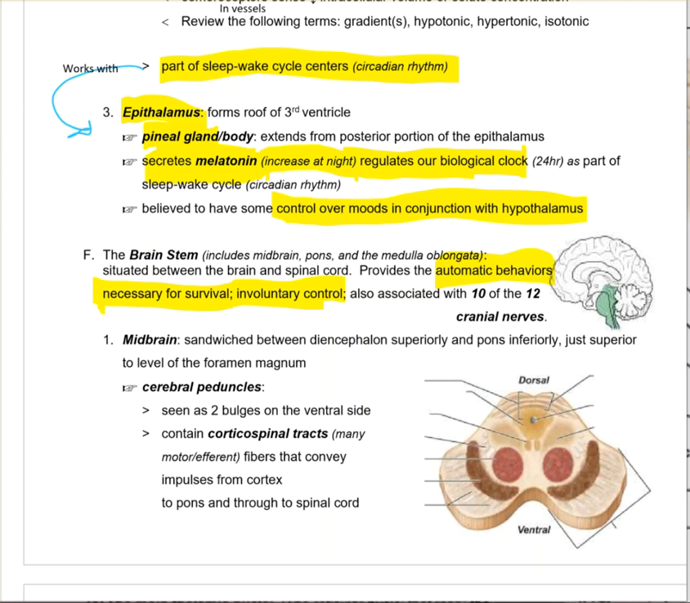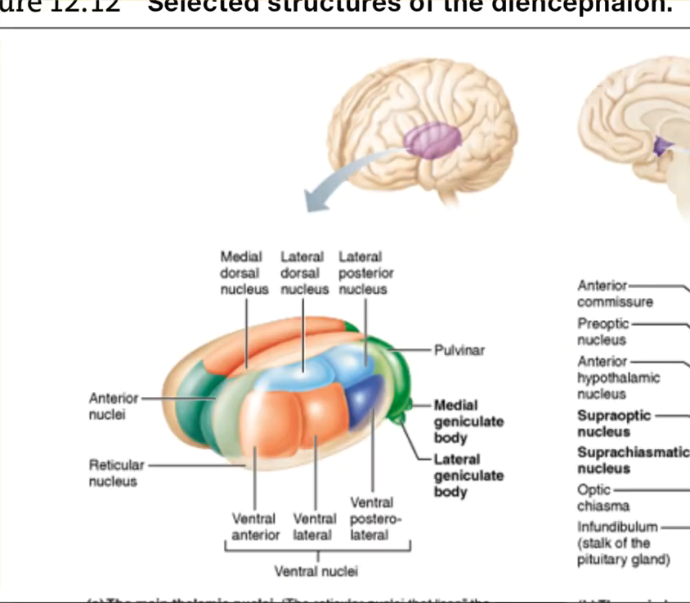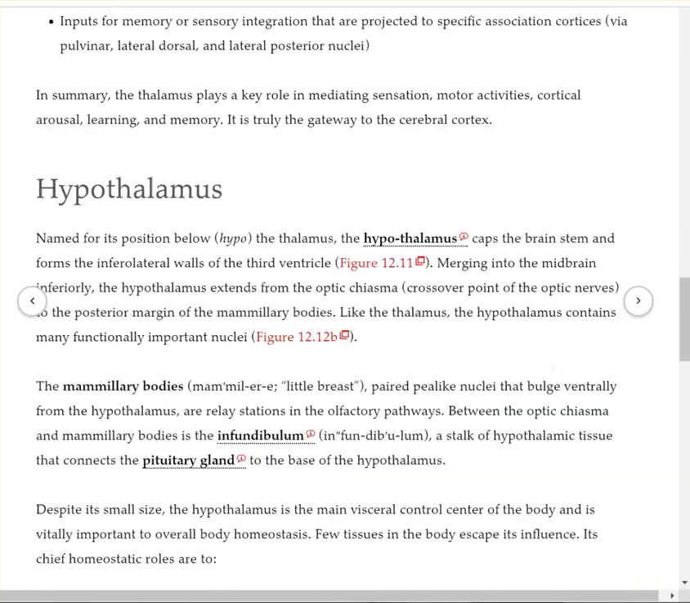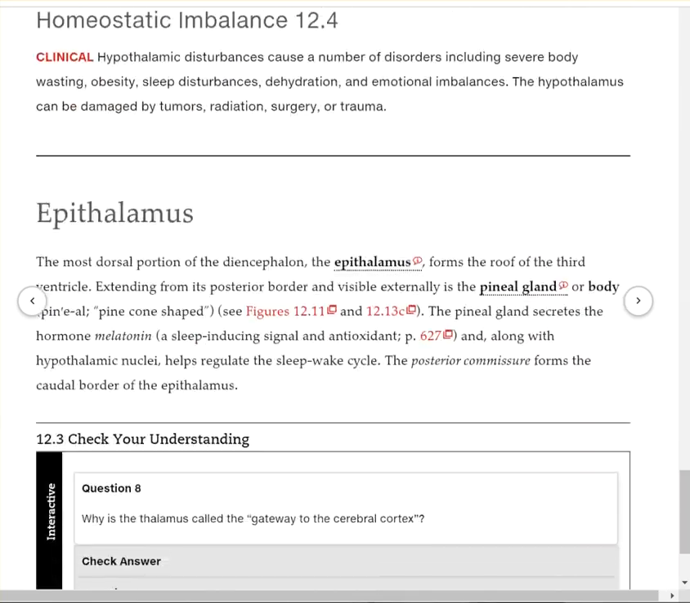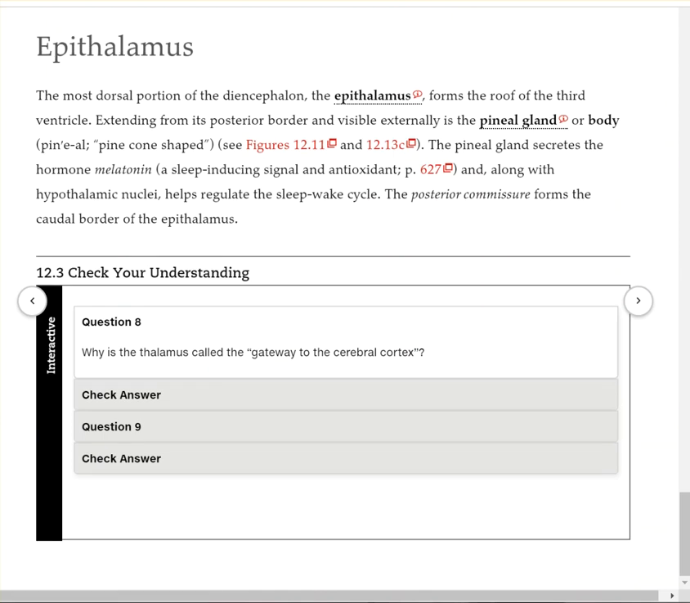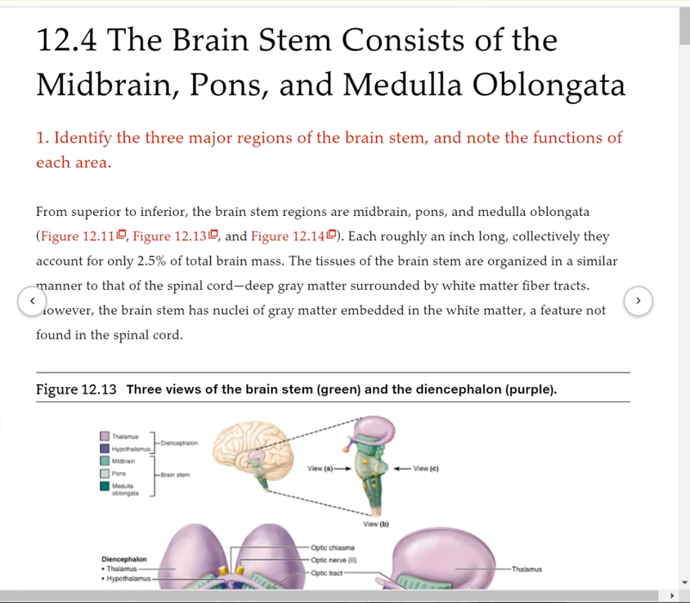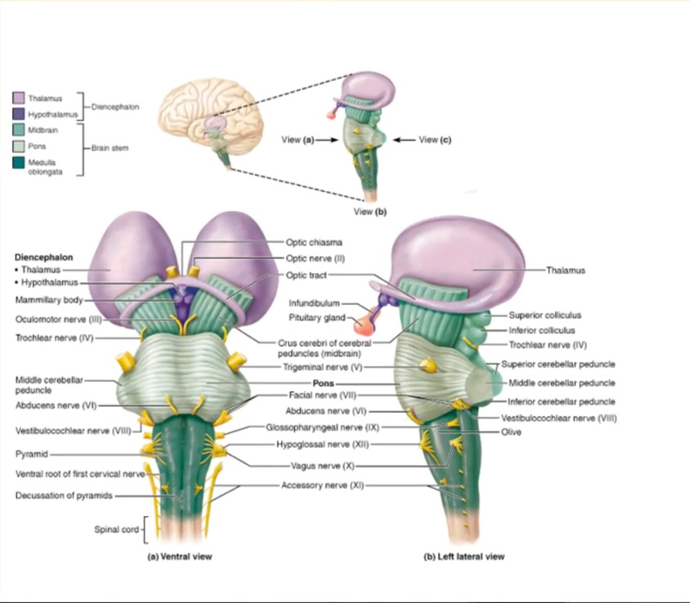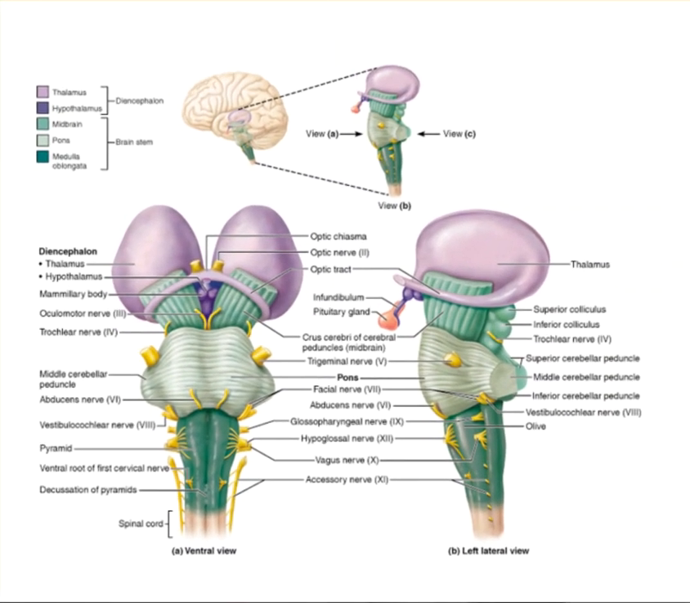Now, what I want to say before we move on is you're going to see these cross sections. I'm going to switch over to the book here for a second. So here we were with the thalamus. There's information about the hypothalamus and the epithalamus, so you can read those. But we want to get to this. Now, I want to show you this picture. This is a picture that I think you have to do in one of your labs as well.